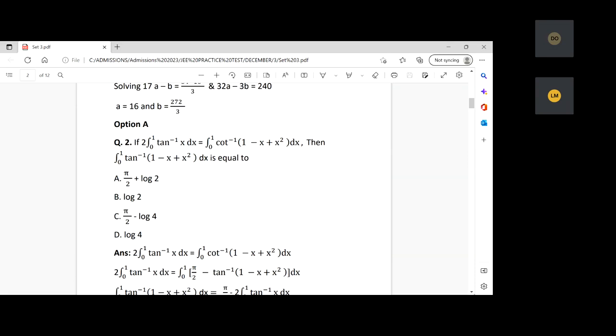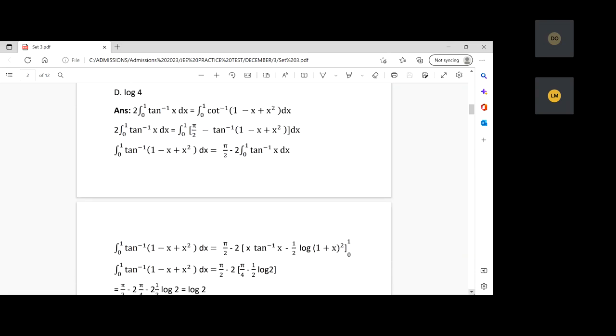I think we can just start discussing the question. Yes. What is given is this expansion. Will I be able to write this as pi by 2 minus tan inverse of 1 minus x plus x square? This is possible, right? So whatever is there in the question, you got it in just one step: 2 into the integral of 0 to 1 tan inverse x dx equals the integral of 0 to 1 cot inverse of 1 minus x plus x square dx.